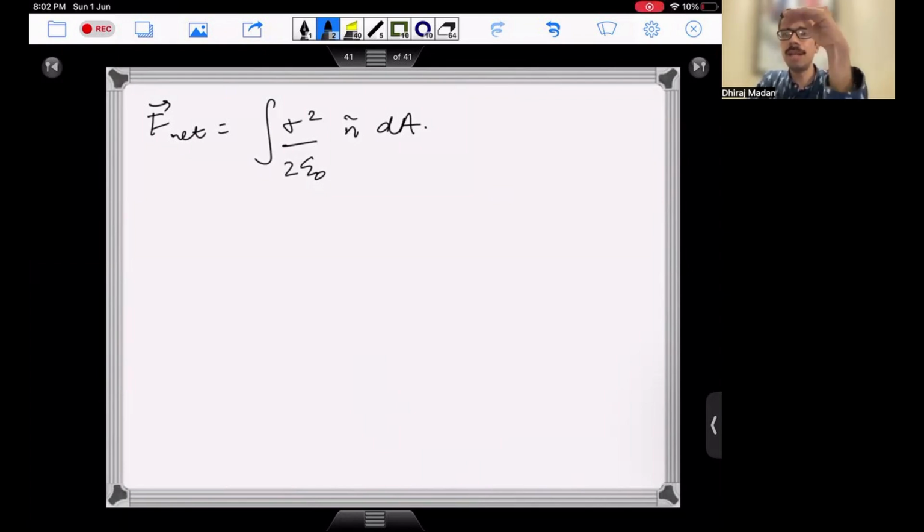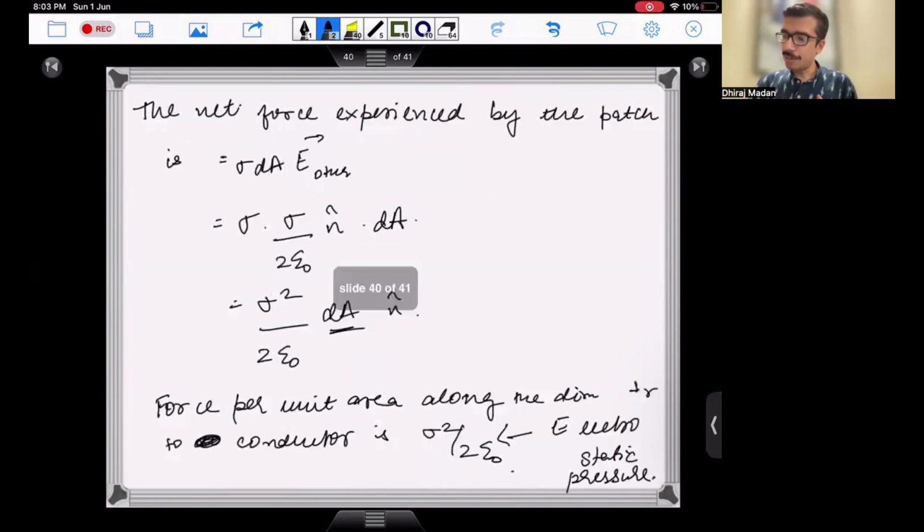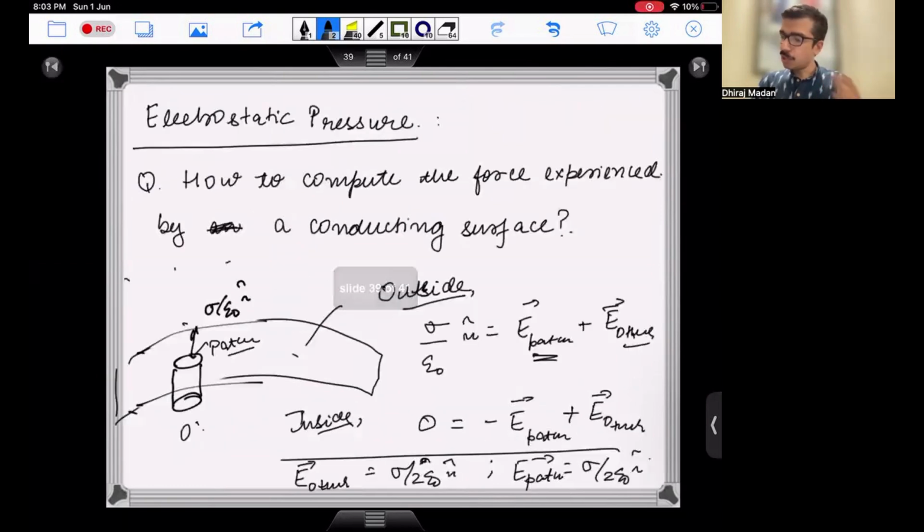So outside the conducting medium there can be an electric field; just outside the surface it is perpendicular to the surface and away from it. How much is it? We have now computed finally that it is essentially sigma over epsilon naught n cap, okay, which has two components. One is due to the patch, which is sigma over 2 epsilon naught n cap, and the E other, which is also sigma over 2 epsilon naught n cap.